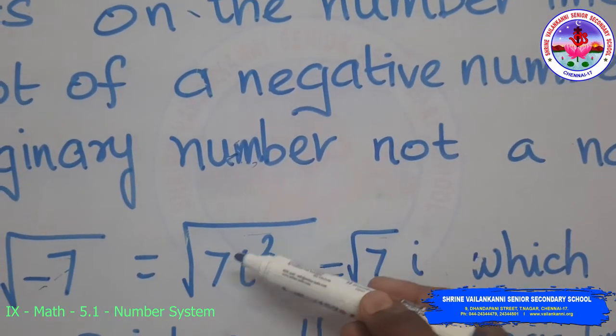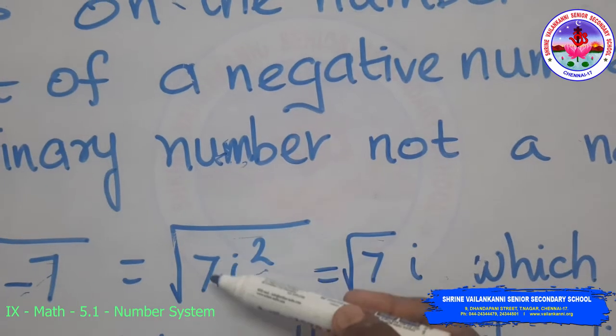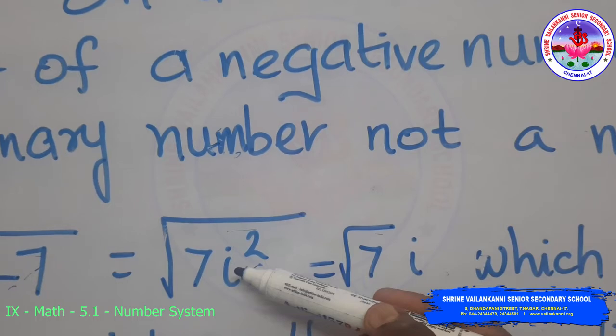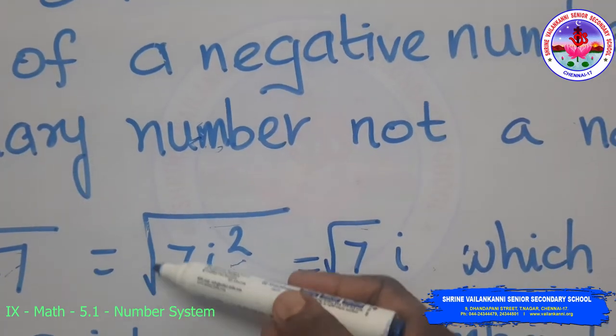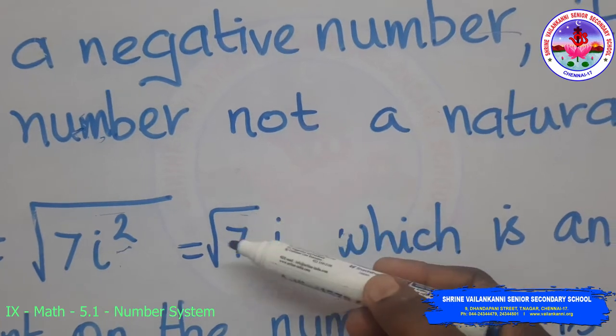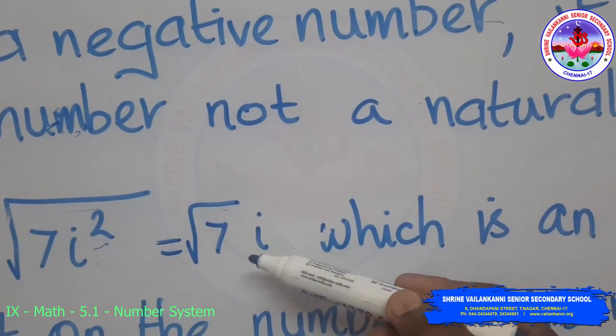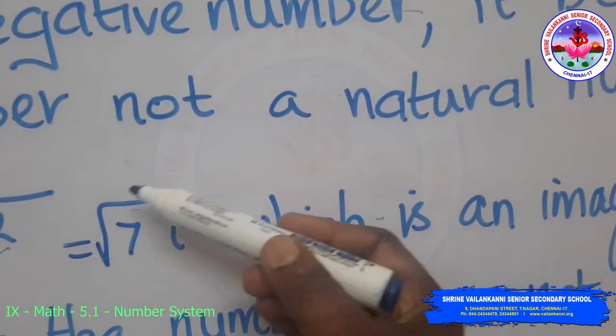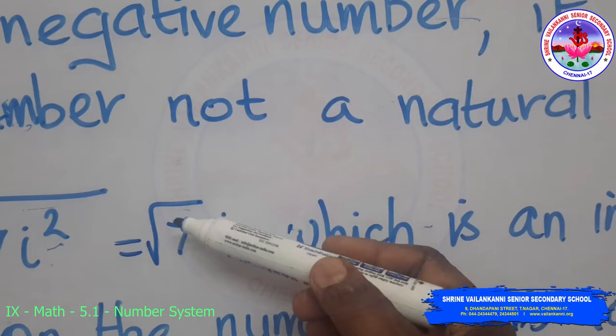where in complex numbers i squared is equal to minus 1, which you will be studying in a higher standard. So if I remove the 7 i squared from the square root, I will get root 7 i, which is an imaginary number but not a natural number.